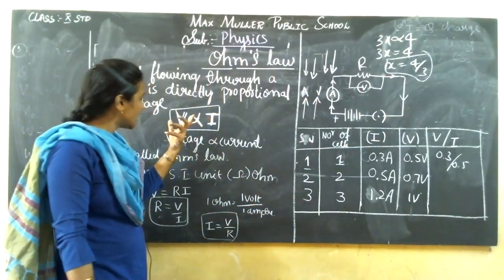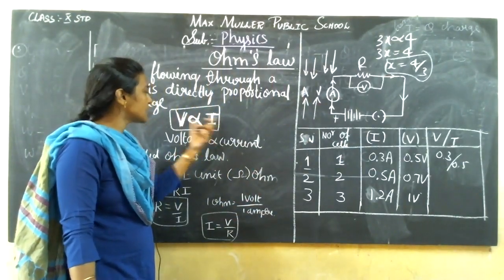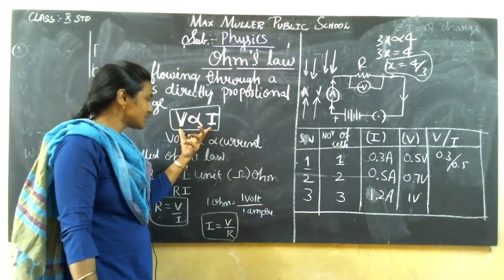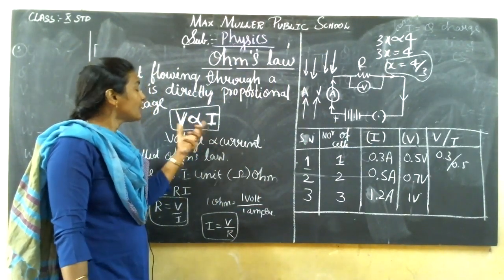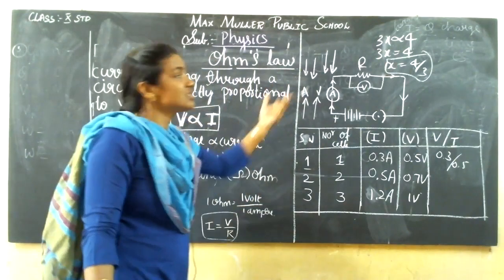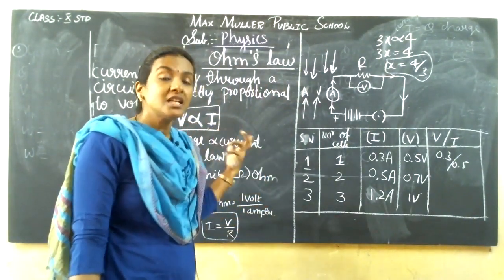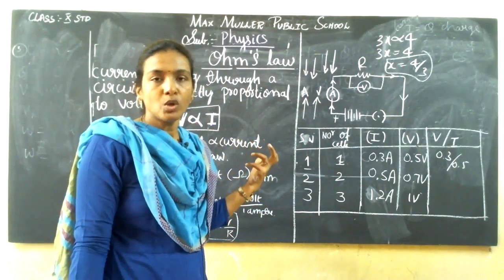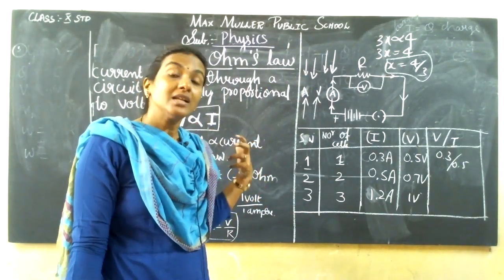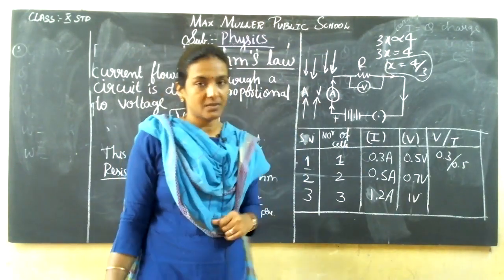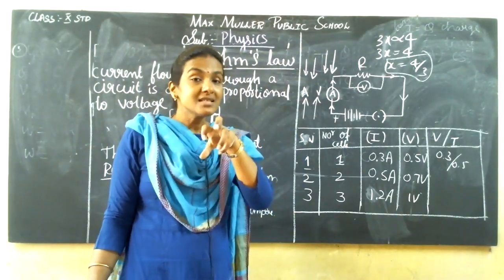See, if we have V is directly proportional to I, then how will we find out voltage and current if you have a resistance in it? How do you find the current and voltage if you have a proportionality sign between them? You cannot. You want an equal sign between them. So we are taking resistance as a constant.